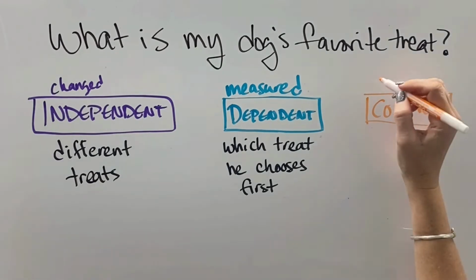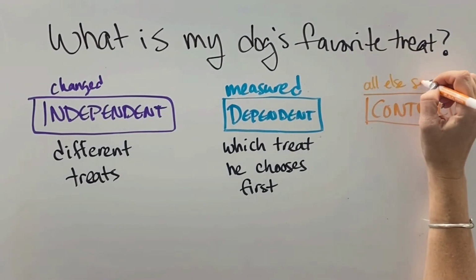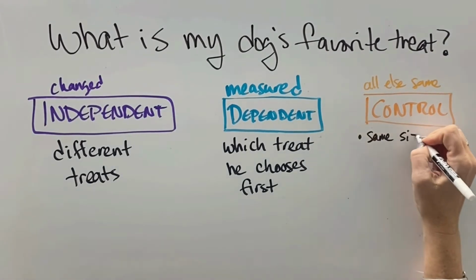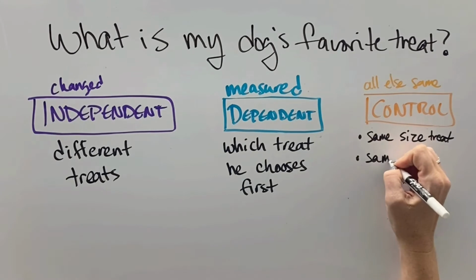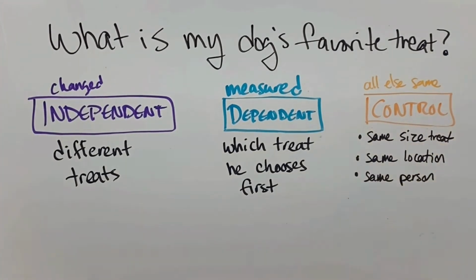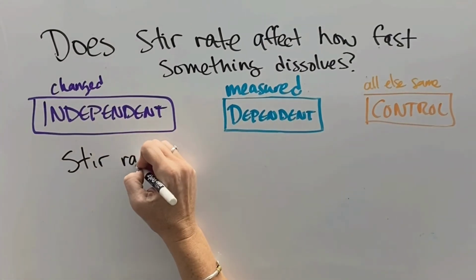Then I have to decide about all of the things that could possibly influence his choice and try to keep them as much the same as possible, like the size of the treat, the location of the treat, who is giving him the treat, so that those things don't interfere with the cause and effect relationship of which treat he prefers.